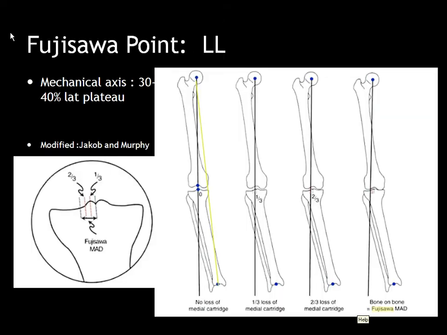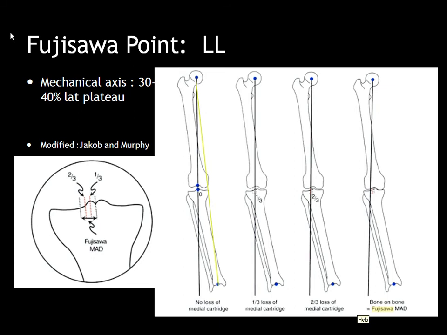But then Fujisawa came and he said that all these angles are a bit confusing. We're measuring too many angles, we're adding numbers, and this is becoming too much confusion. So he said, I want to measure one angle, and this is my angle of correction. And he decided that he will use the mechanical axis of the whole limb, and he decides where he wants it to go. So this is the current mechanical axis.